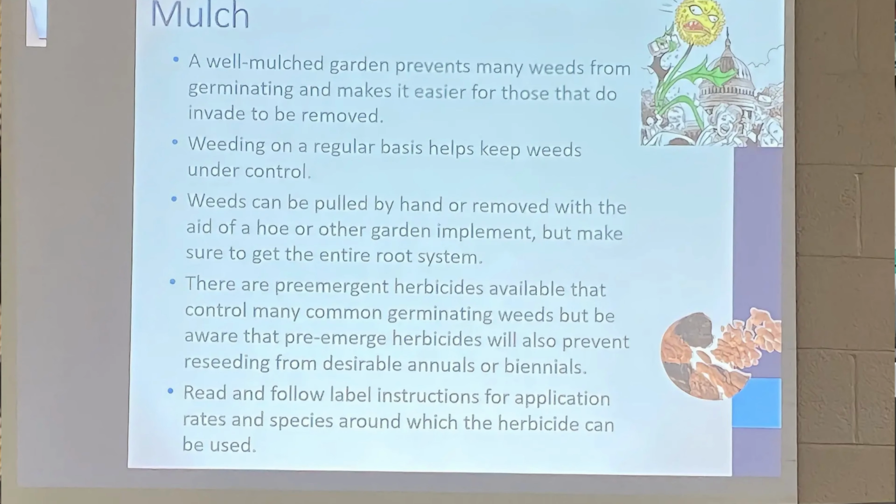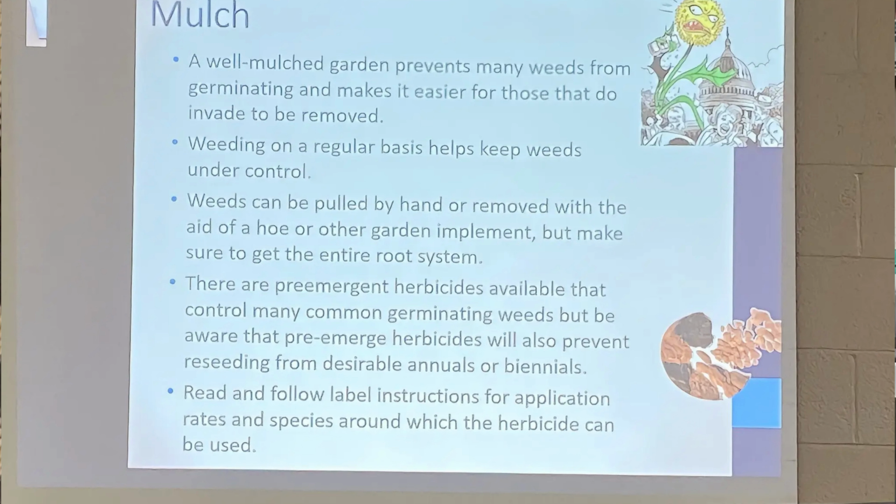Mulch. A well-mulched garden prevents many weeds from germinating and makes it easier for those that do to be removed. Weeding on a regular basis helps keep weeds under control. Weeds can be pulled by hand or removed with the aid of a hoe or other garden implement, but make sure to get the entire root system.